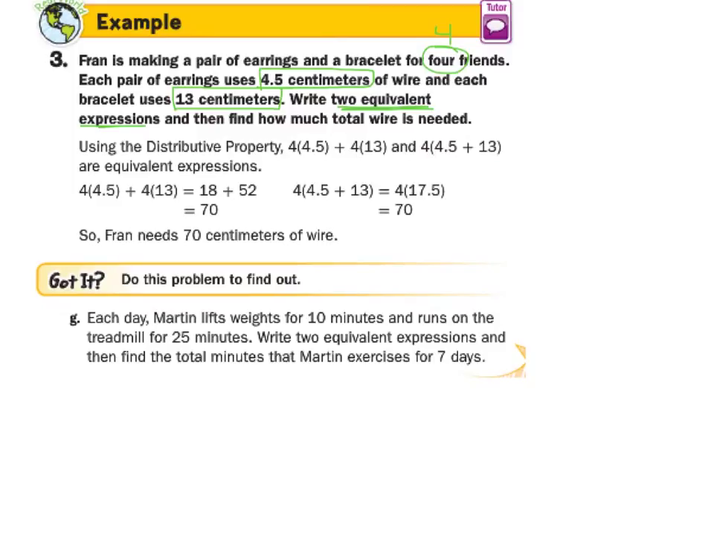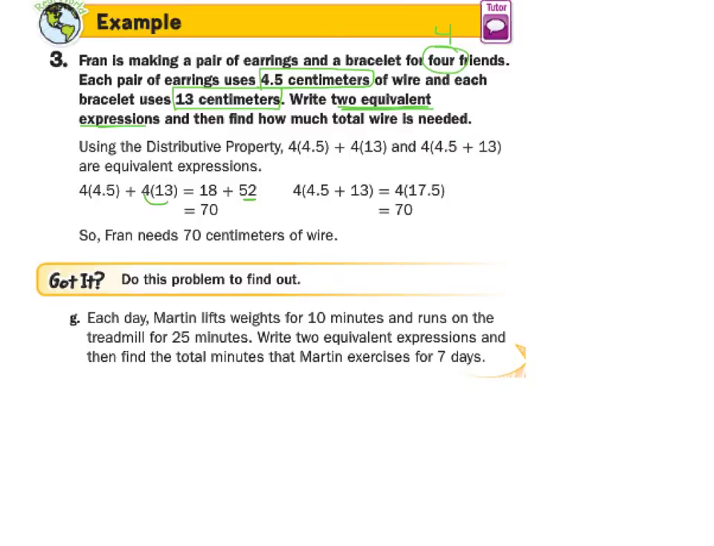Kind of like what we did with the cost of the hat and the baseball ticket and the Real World link. So now we could use this information to solve. We can take 4.5 times 4 and get 18, and 4 times 13 and get 52. So 18 plus 52 is 70.